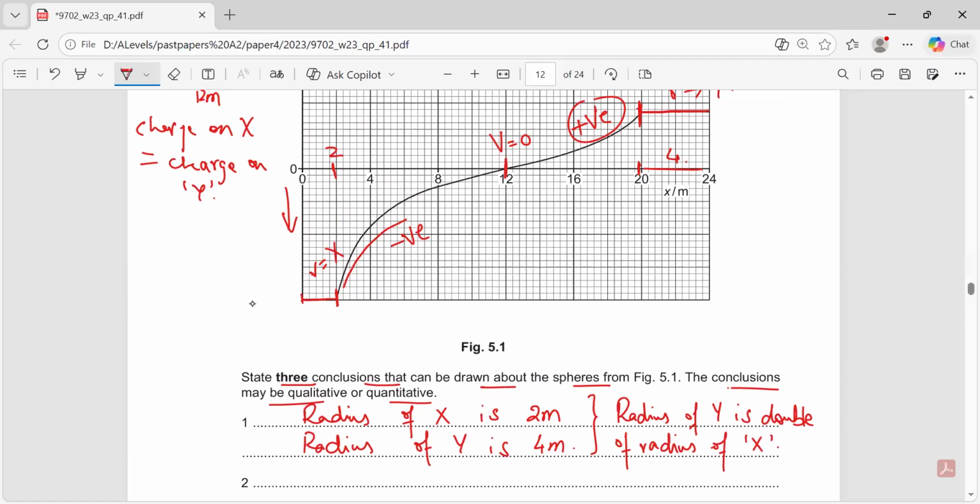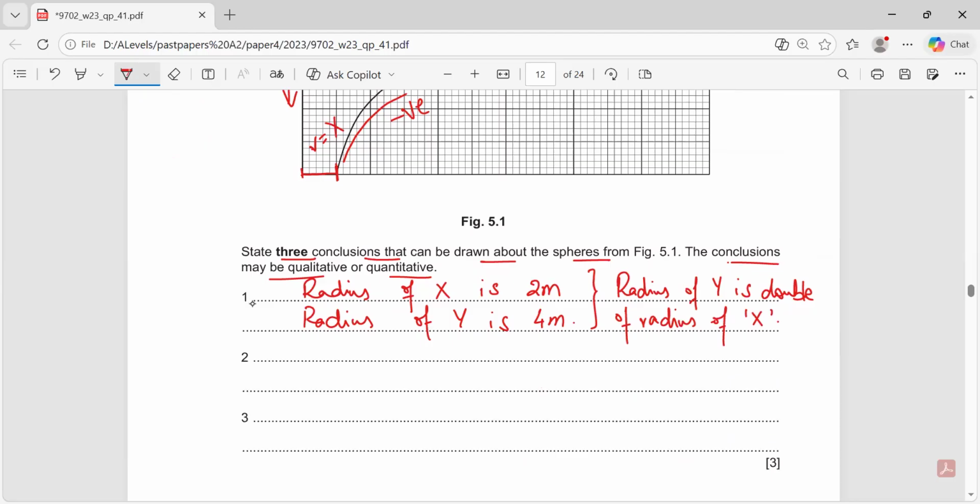रेडियस की बात कर ली, अब हम बात करते हैं चार्ज की. तो हम ये कहेंगे कि sphere X is negatively charged and Y is positively charged. तो हम इस ग्राफ से ये दो बातें और निकाल सकते हैं.